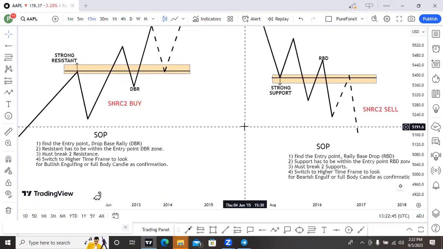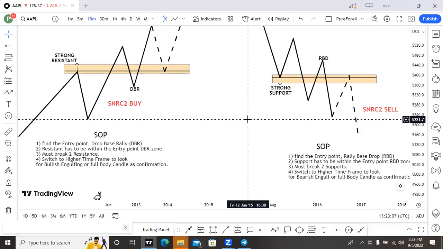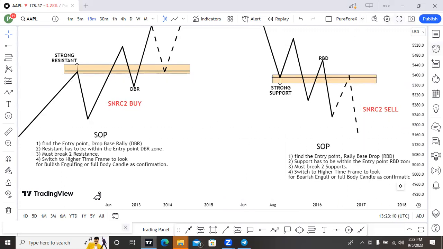Now, having identified the SNRC2 setup and learned the standard operating procedures, let's go to the Forex chart. Let me show you some examples of SNRC2 setup, all right? Like I said, I trade AUD/USD, GBP/USD, and Gold. I trade three pairs, and I'm happy with it. So let's go to AUD/USD.